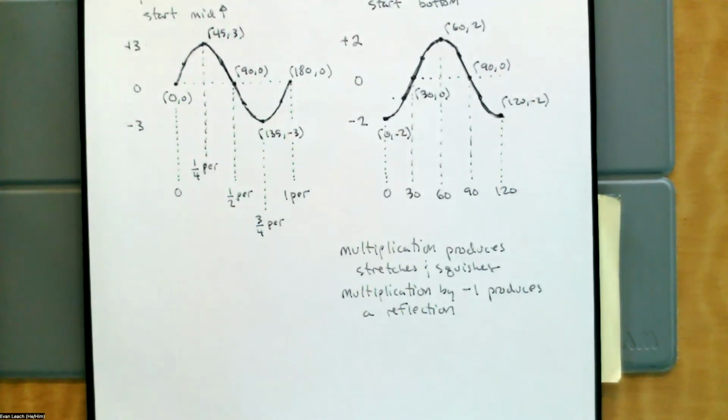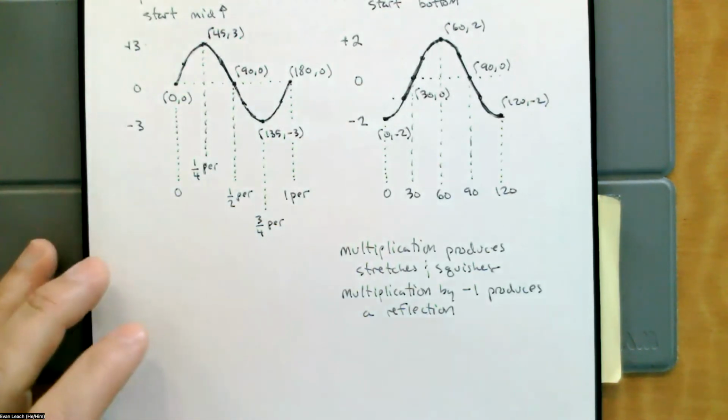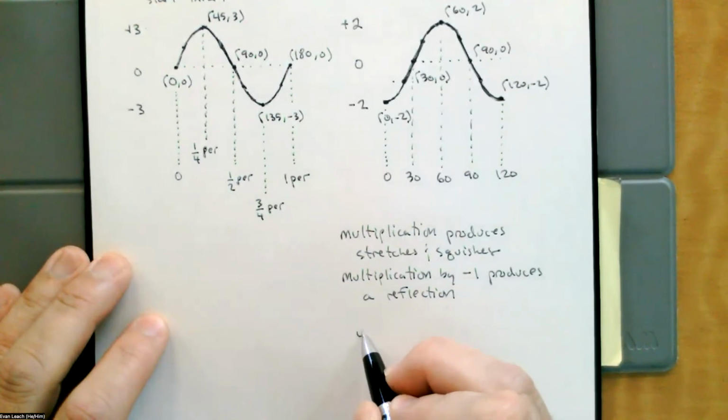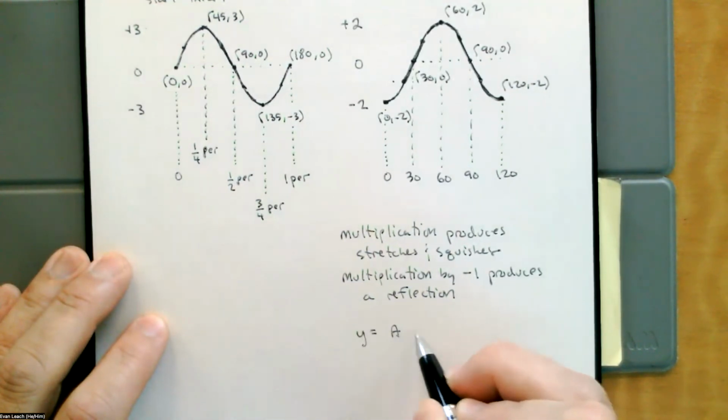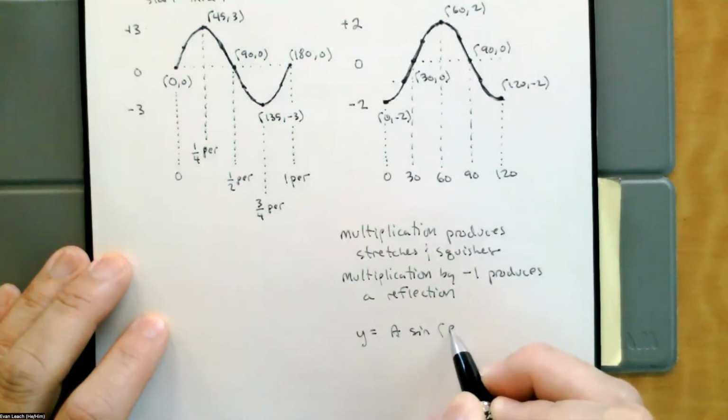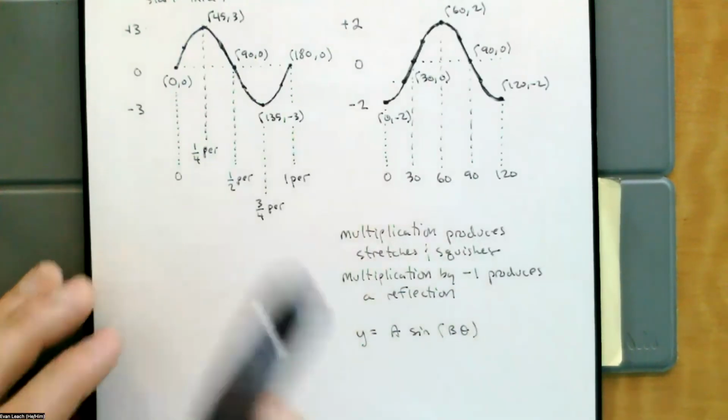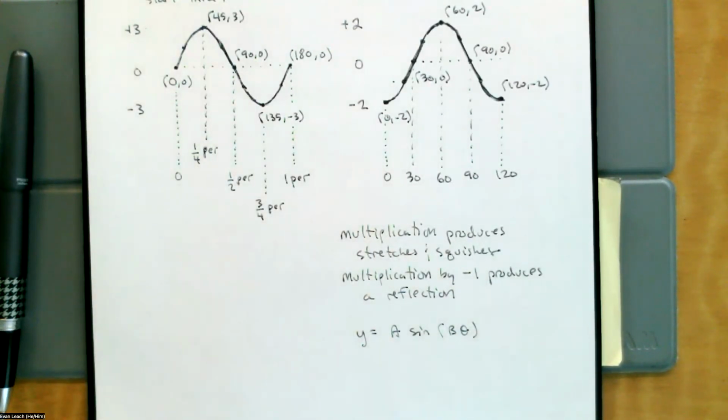Here's the last thing for today. We got to decide if we're going to produce a horizontal change or a vertical change. We're going to list the things that happen to theta in this function. I'm going to list the order of the operations that happen to theta in this function.